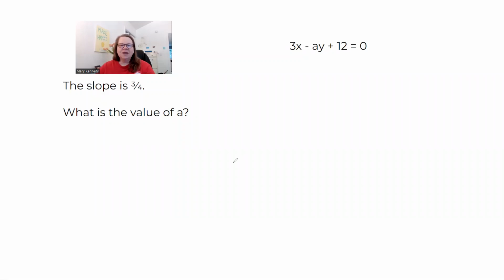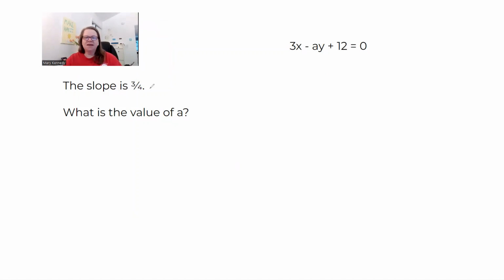So let's take a look at this question, which is very typical of the SAT, where it's so confusing and it's all in the way that it's worded. Oh my goodness, there's this ay thing going on here that we're not used to seeing. We're told that the slope is 3/4, and we have to figure out the value of a.